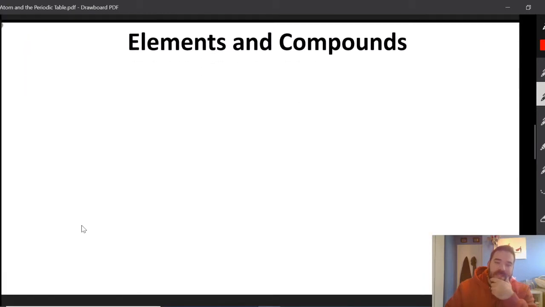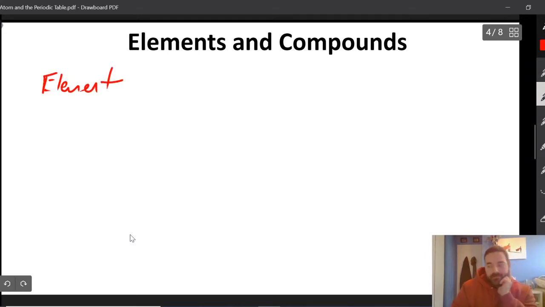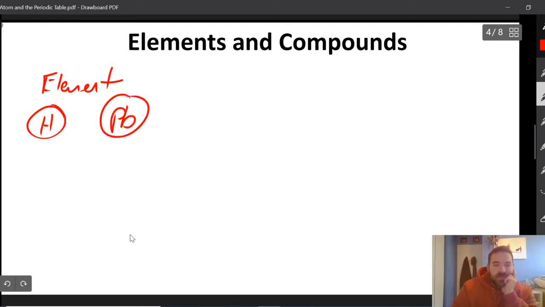So let's talk about the difference between elements and compounds. An element is a single atom. So if we have hydrogen, that's an element. If we have lead, that's an element. If we have helium, that's an element. An element is an individual atom.